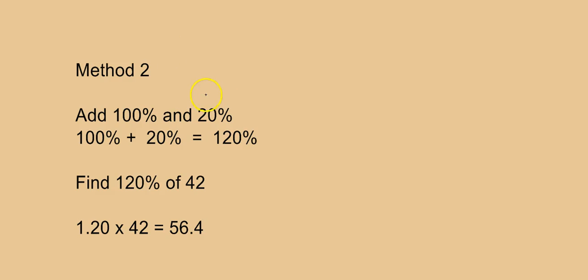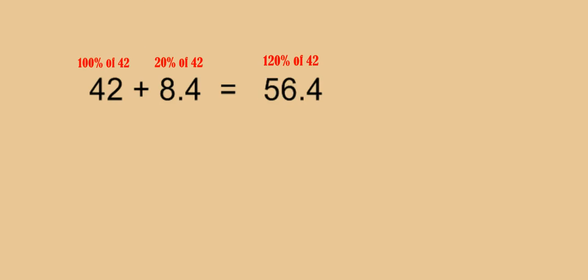This brings us to method 2. Instead of finding 20% of 42 and adding it on, let's add the percents together to start with. 100% plus 20% is 120%. That's something that you can do in your head. So let's just with one step now find 120% of 42, because after all, that's what 56.4 is. It's 120% of 42.